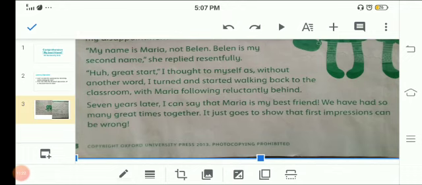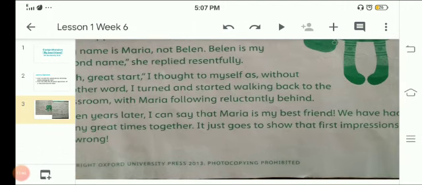Actually, there is a message, students, girls. There is a message in the comprehension that whenever we see somebody or some person, we can't judge her personality by her appearance only. Okay, and sometimes first impressions can be wrong.